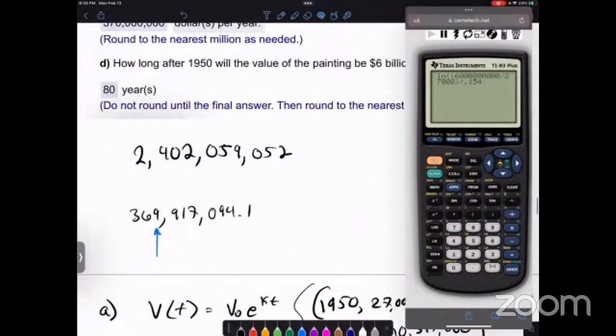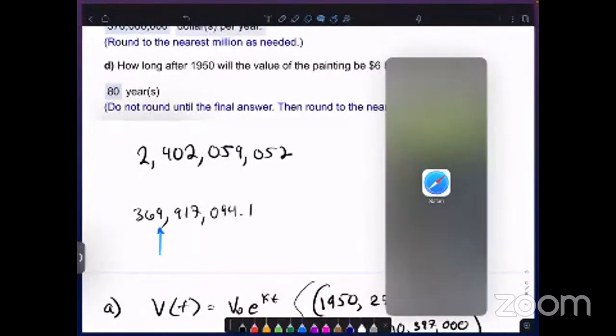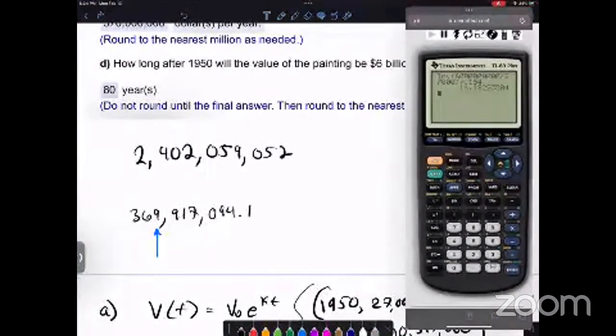Let's see, what are we missing? 6 billion. How long? Let me go back. Let me see, 6 billion.